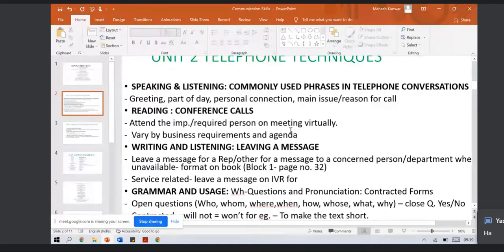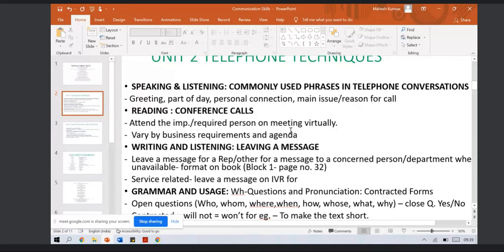So if you are using modals like may, your conversation will be more polite than asking direct questions. So in telephonic conversations, I would suggest you use modal words to make your conversation more polite, especially if you are talking to customers or clients. You have to show your respect over the call.